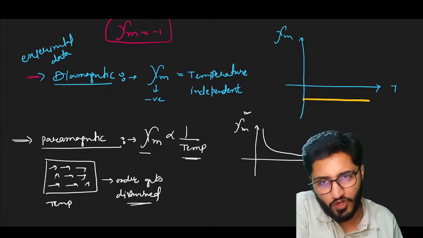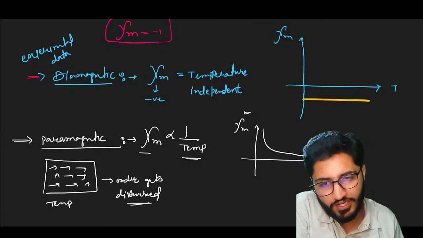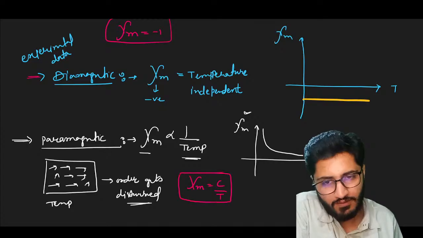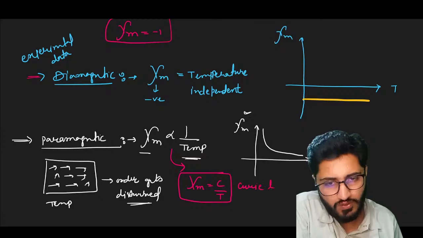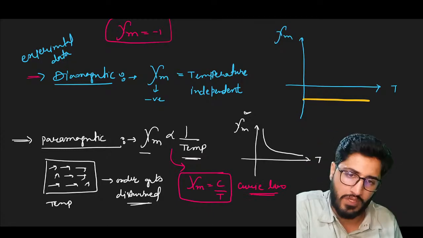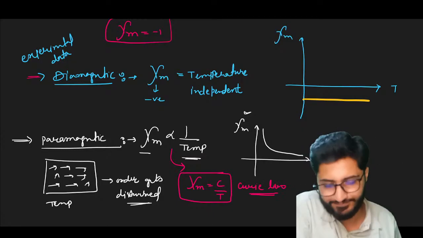Clear? So for that, we have a very important relation. chi m is equal to C by T. This is Curie law. Pierre Curie gave this law, that's why it is known as Curie law.